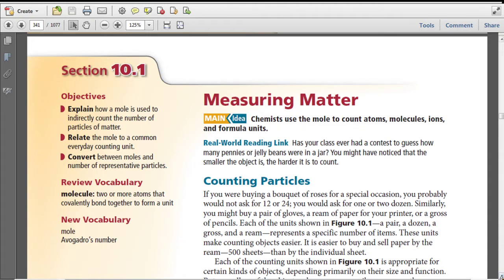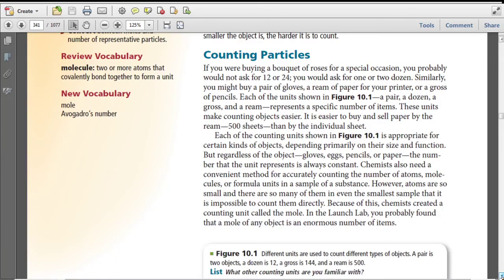If you were buying a bouquet of flowers for a special occasion, you probably would not ask for 12 or 24. You would ask for 1 or 2 dozen. Similarly, you might buy a pair of gloves or a ream of paper for your printer or a gross of pencils. Each of these units, a pair, a dozen, a gross, and a ream, represent a specific number of items. These units make counting objects easier. It is easier to buy and sell paper by the ream, which is 500 sheets, than it is the individual sheets.